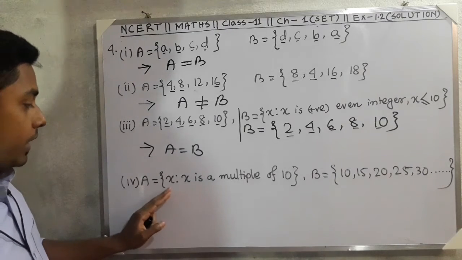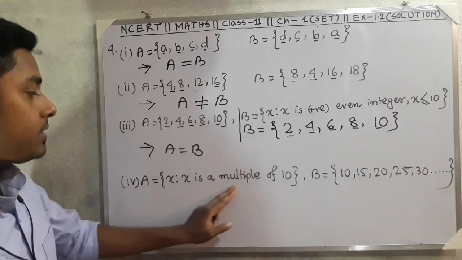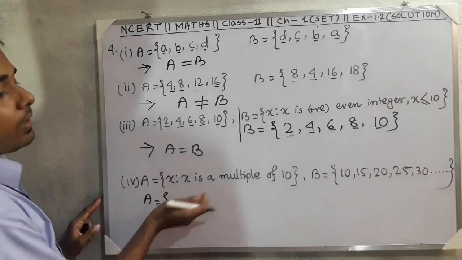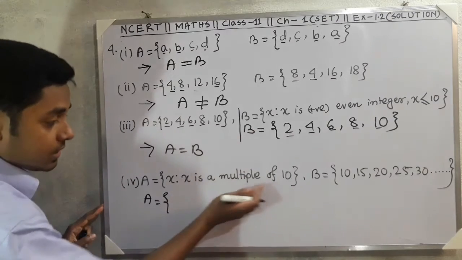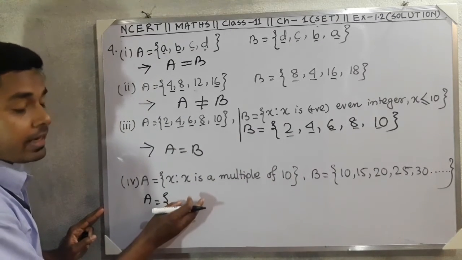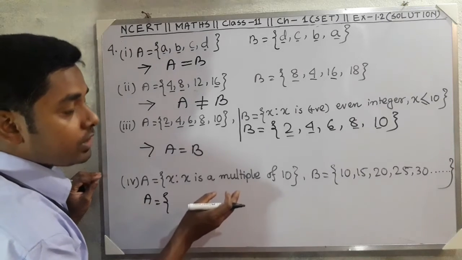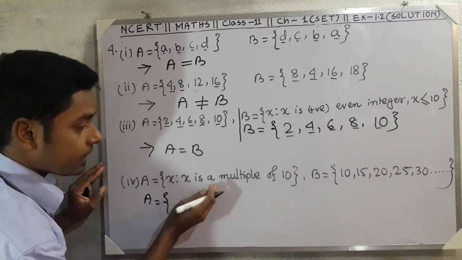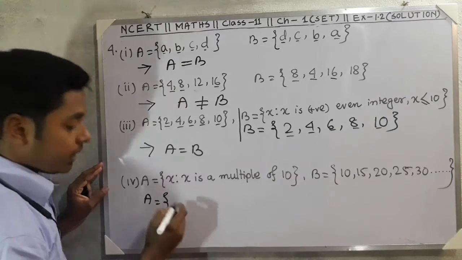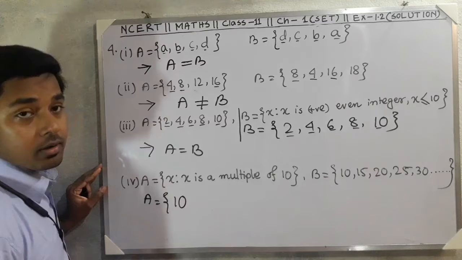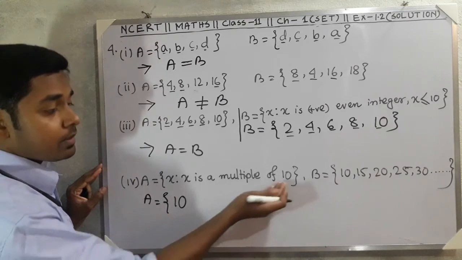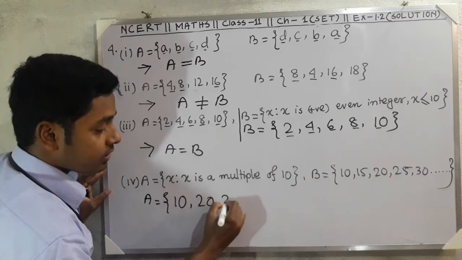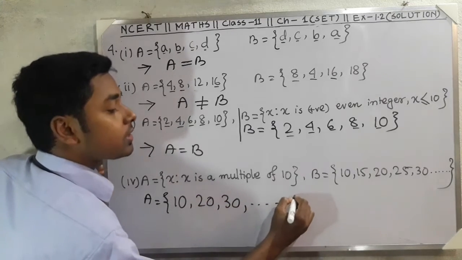Okay, now question number 4. A is equal to {x such that x is a multiple of 10}. So write the set first in tabular form. This is given in set builder form, so write it down in tabular form first, then it will be easy to compare the elements. So x will be a multiple of 10, which starts with 10. How to find multiples of 10? Just write down the table of 10: 10 1s are 10, 10 2s are 20, 10 3s are 30, and so on. It is continuing.